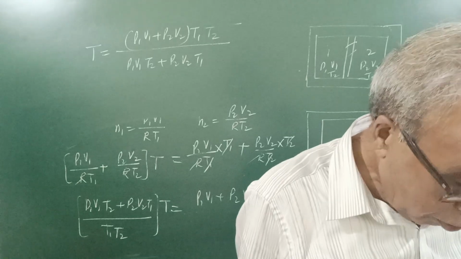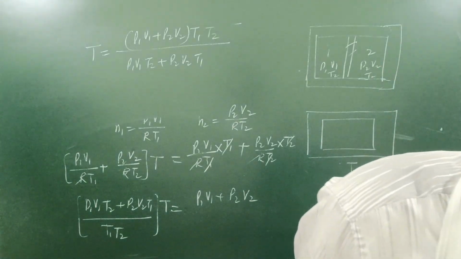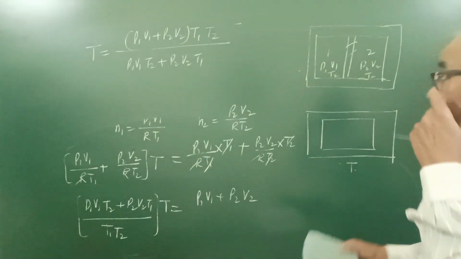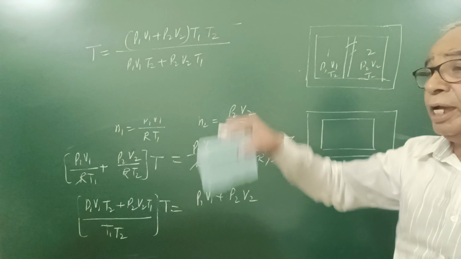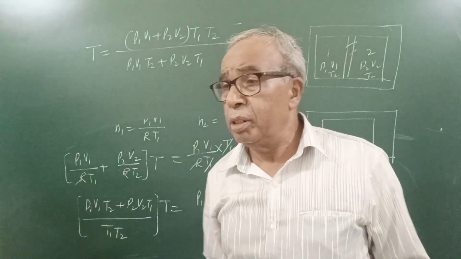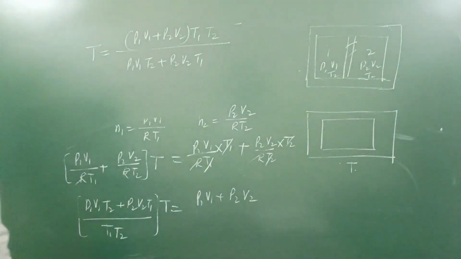I hope you will fully enjoy this question. This is the answer of this question. When we say insulated, it means heat can neither be given nor taken out from the system, and hence the internal energy of the system remains constant.